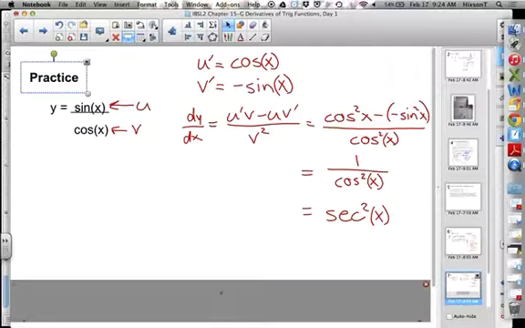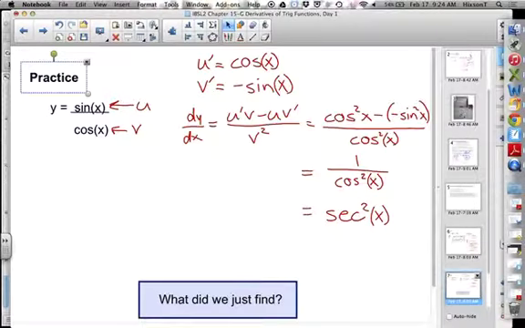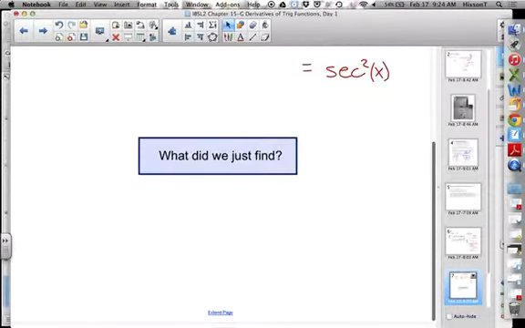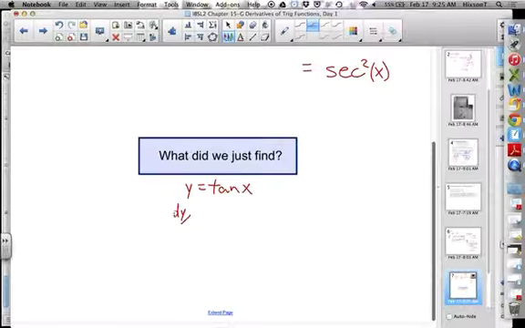So. Now, let me ask you something. What did we just find the derivative of? Tangent. What's sine over cosine? It's tangent. Okay? We just found if y equals tangent of x, then the derivative is secant squared of x. Or 1 plus tangent squared, yeah, if you want to do that.